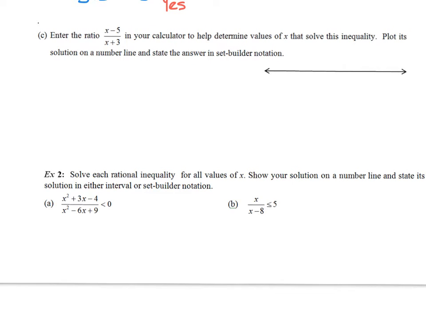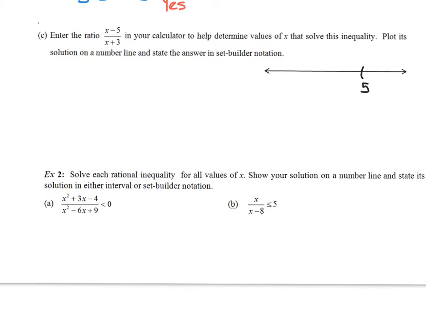Now in Part C, we're encouraged to use our calculator to help determine whether our test points are going to satisfy or not satisfy our original inequality. I'm going to focus on using our number line first, and then we'll take a look at the calculator after that. So the two values that I found in Part A and Part B, where the rational expression was equal to 0, that was 5. So let's go ahead and put that on our number line.